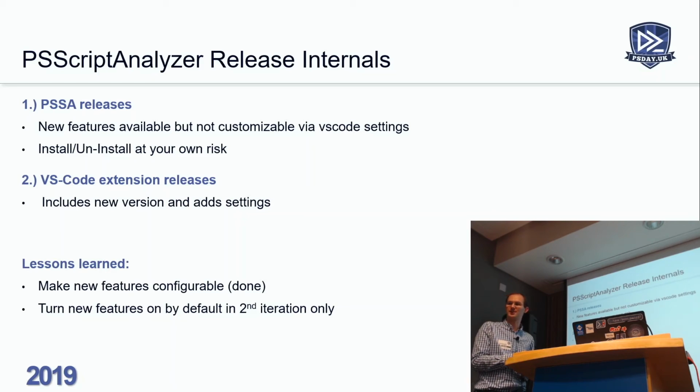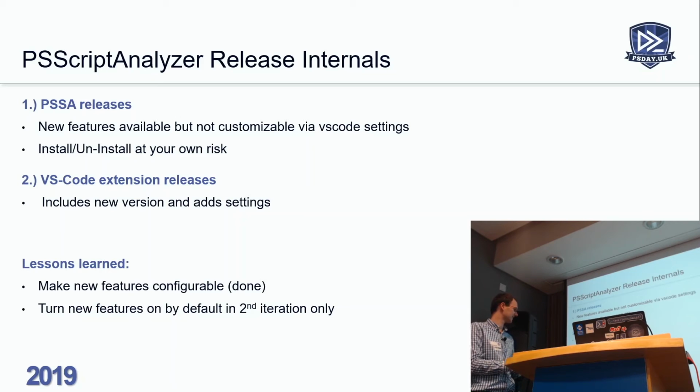But we wanted to release and we found problems, so we fixed those problems in ScriptAnalyzer, released a new version. We actually had to release 2 patch versions before we had a final version that we were happy with. And then we decided to release the VS Code extension with the new version of ScriptAnalyzer.